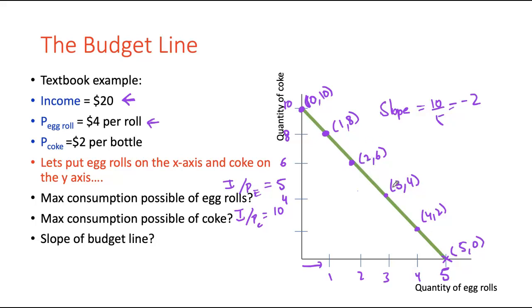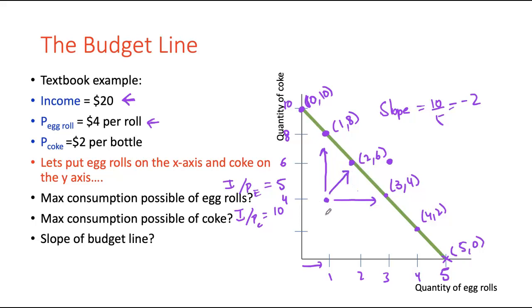I cannot consume a bundle like 3 egg rolls and 6 Cokes at the same time. This is an unaffordable consumption bundle. Likewise, a bundle that is below the budget line, let's say 1 and 4, this is telling me I'm not spending all of my income. If I'm buying just 1 egg roll and 4 Cokes, I'll have money left over. I can easily increase my consumption of egg rolls, or increase my consumption of Coke, or I can increase my consumption of both these goods.